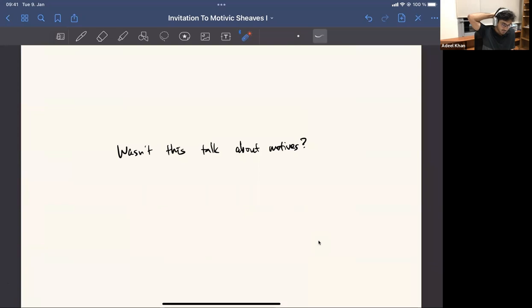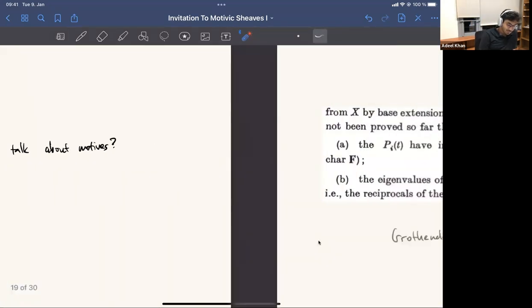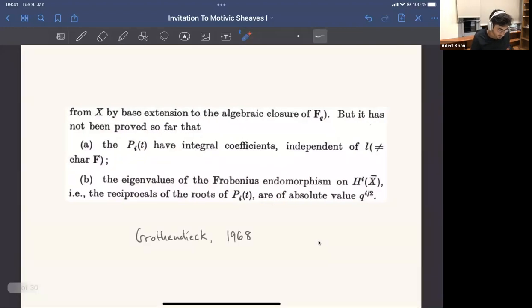Yeah, okay, so now I'm more than halfway into the talk. We're like, wait a minute, wasn't this supposed to be a talk about motives? And you're just talking about this l-adic cohomology and being a Grothendieck fanboy. Yeah, well, this is all true. So let's get back to, I guess let's assess our situation.